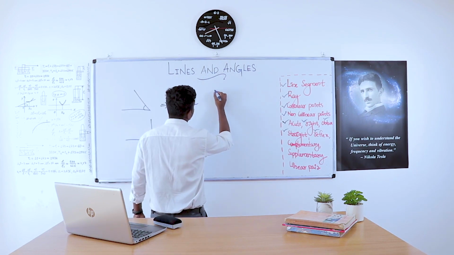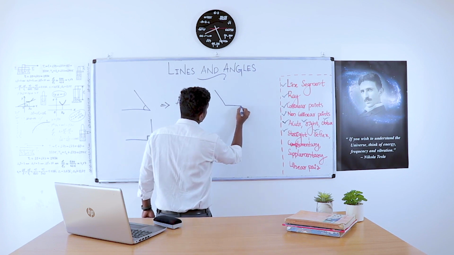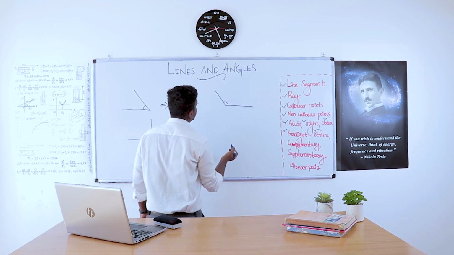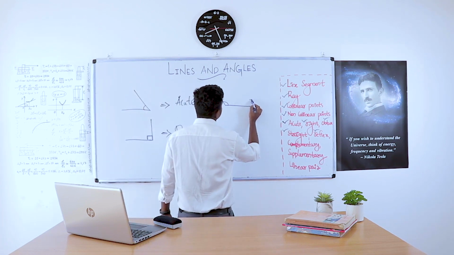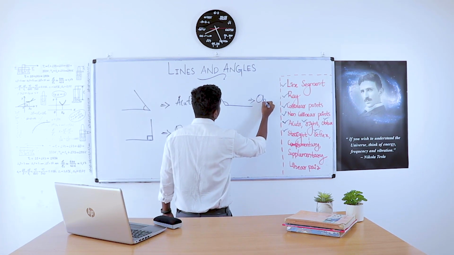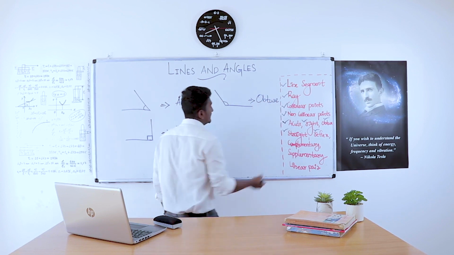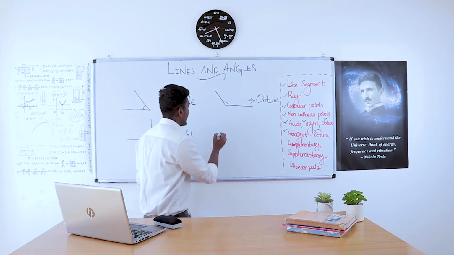Then when we are considering an angle like this, you know that this is greater than 90 degrees and less than 180 degrees. Then this is known as an obtuse angle.